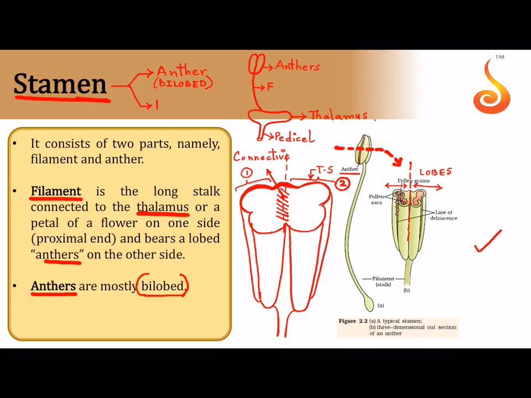And then what is the stalk of the stamen called? The stalk of the stamen is referred to as the filament. At the end of the filament is where you can see that the anther is located. Okay.